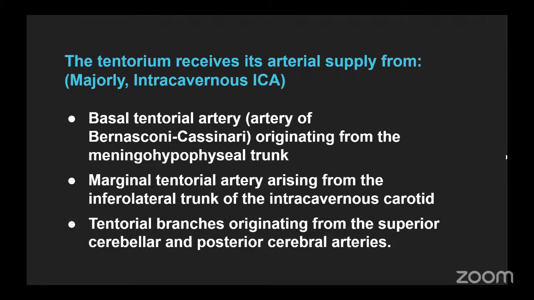We are here on the tentorial blood supply. Why does it matter? So we all know that meningiomas, we can go for angioembolization in certain types of meningiomas, right? But tentorial meningiomas have no place for angioembolization. Why? Because the tentorial blood supply is mainly from where? It's mainly from the intracavernous ICA.